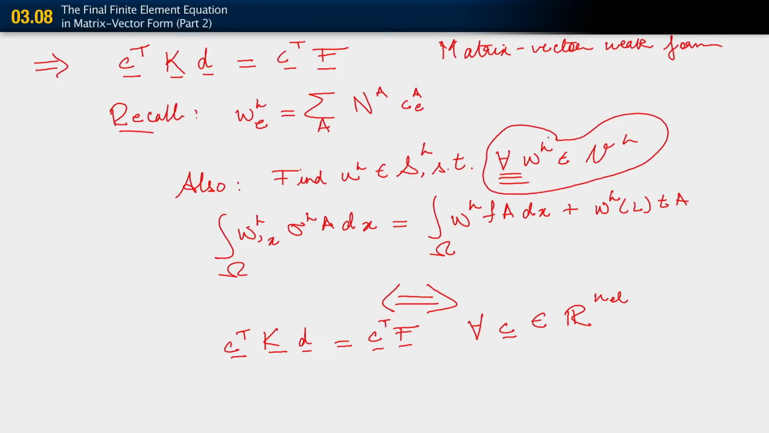And why is this? It is because the C's are just degrees of freedom which interpolate the weighting functions. If our weak form has to hold for all weighting functions belonging to V^h, we've already fixed the functional form of V^h by choosing particular basis functions. That degree of arbitrariness which must still hold within the space V^h is ensured if we require that the matrix vector weak form holds for all C belonging to this nel dimensional space. Well, if this is the case, it is clear that this can only hold if K D equals F.